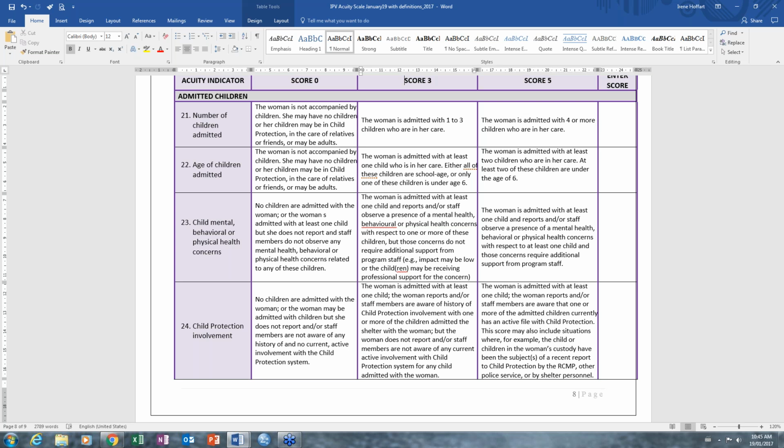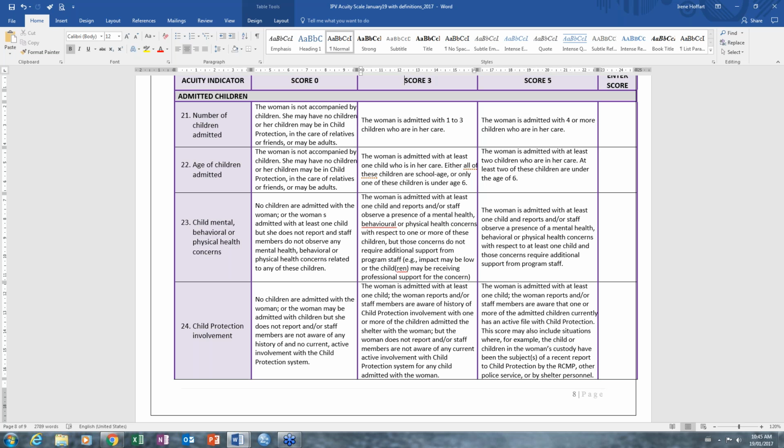The score of 3 would be the woman is admitted with 1 to 3 children who are in her care, so between 1 and 3 children. And the score of 5, she has 4 or more children who are in her care. Obviously, the more children, the more complex the situation.